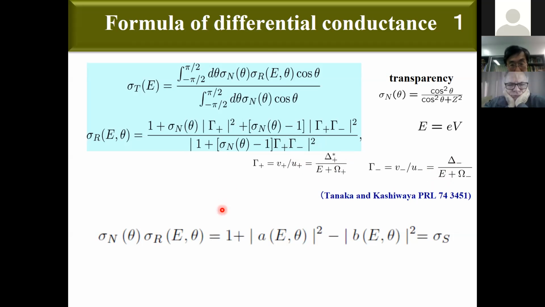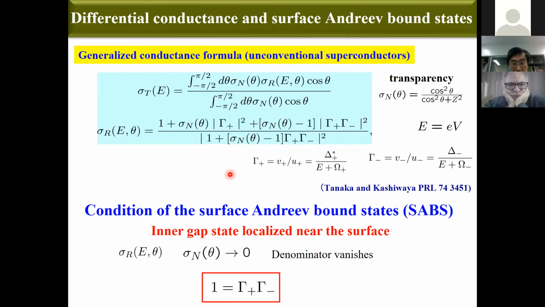So what does this equation tell us? One of the important messages is that the denominator of this equation tells us the condition of the surface Andreev bound state. It's an inner gap state localized near the surface. If sigma n approaches zero, it requires that the denominator should vanish. So it is reduced to 1 equals gamma plus times gamma minus. This is the so-called surface Andreev bound state condition.